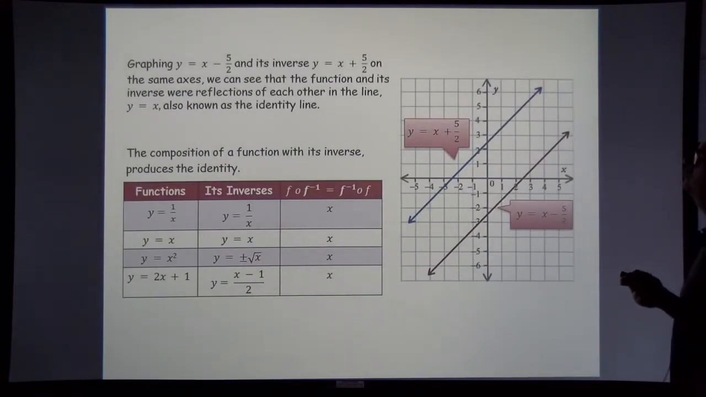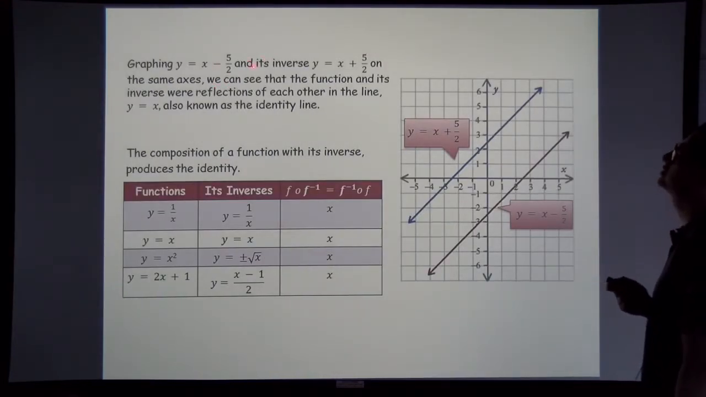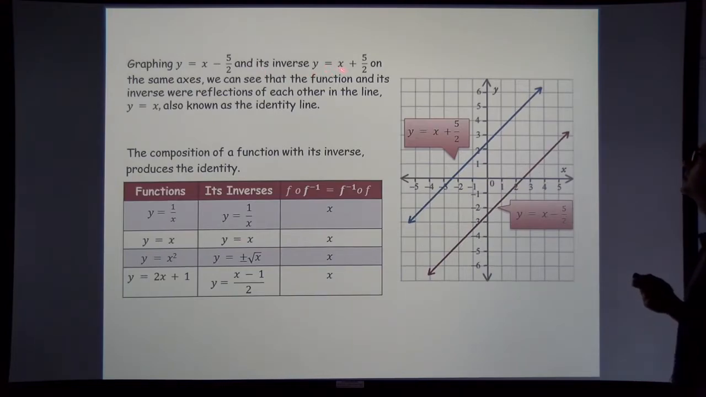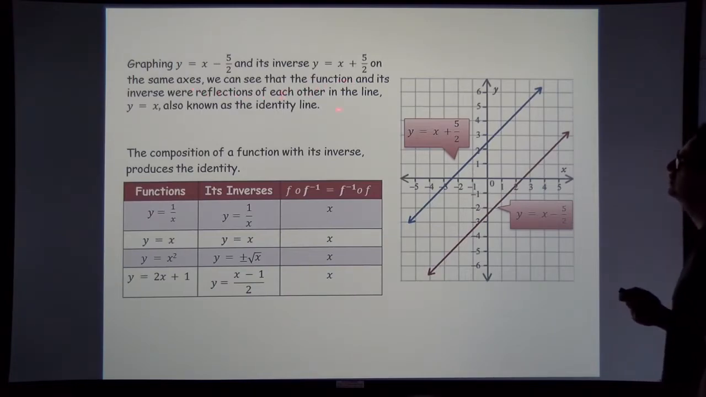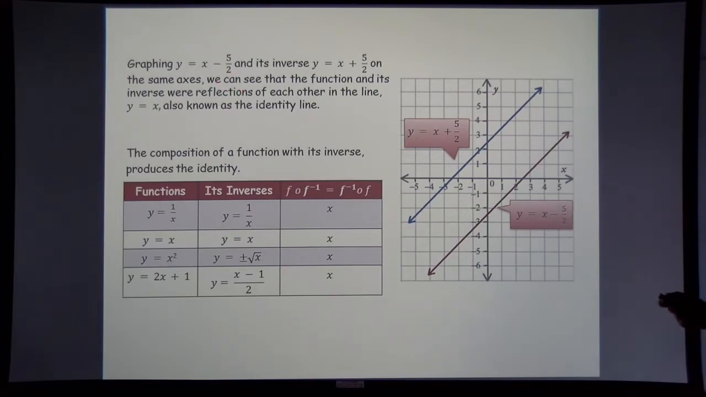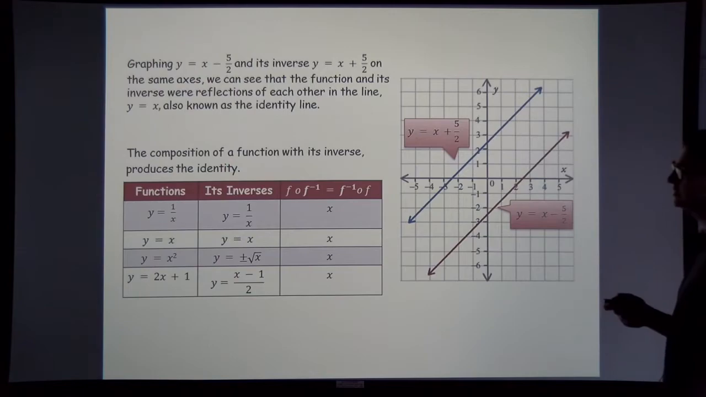So graphing y equals (x minus 5) over 2 and its inverse y equals (x plus 5) over 2 on the same axes, we can see that the function and its inverse are reflections of each other in the line y equals x, also known as the identity line. If you notice right here, our blue line is y equals (x plus 5) over 2, and our red line is y equals (x minus 5) over 2. A composition of a function with its inverse produces the identity.